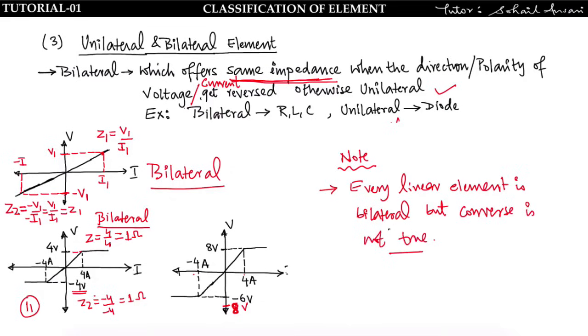Every linear element is bilateral, but not every bilateral element is linear. See in this case, this is a linear element because it is following one equation of a straight line passing through origin for all time. So this graph is linear, and this is also bilateral. But see this second case, we are getting a bilateral element, but this is non-linear. Why? Because after I greater than 4 ampere we are getting constant voltage.